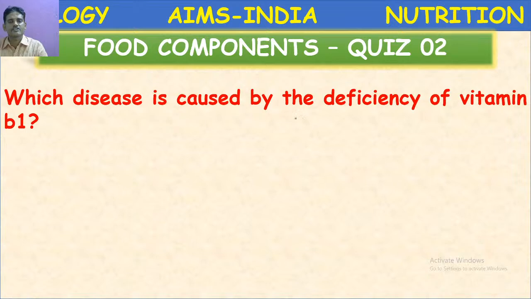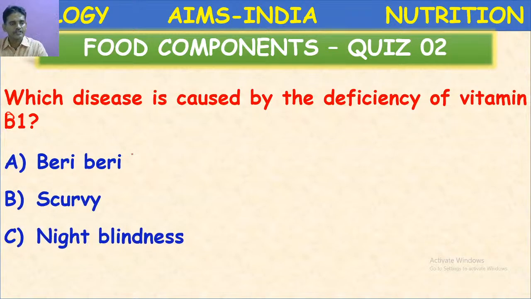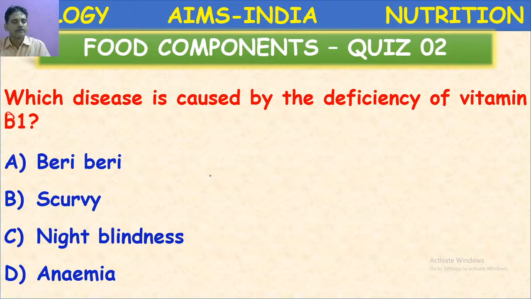Which disease is caused by deficiency of vitamin B1? Vitamin B1 deficiency causes which disease? Beriberi, scurvy, night blindness, anemia. Beriberi. Yes, A is the correct answer.